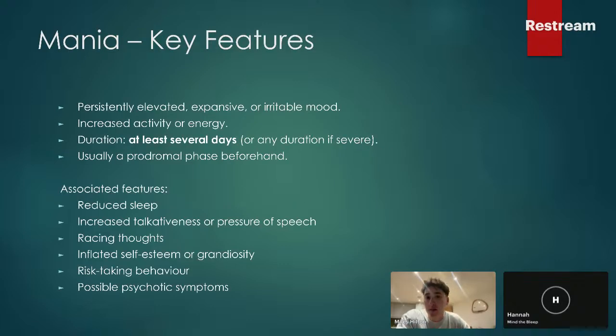So, what is mania? So it is defined as a persistently elevated, expansive, or irritable mood. There's increased activity or energy within the person. It should last at least several days, but if severe, it can be any duration. And there's usually a prodromal phase beforehand. And what a prodromal phase is, it's an early period before the full onset of the illness. It can be subtle, quite non-specific symptoms, such as poor sleep, some social withdrawal, an increase in anxiety, but it can vary from patient to patient.